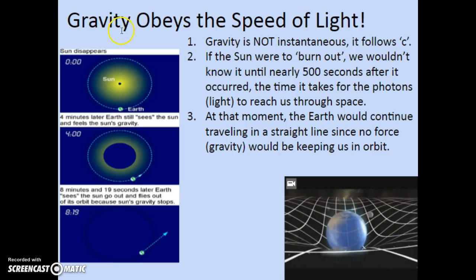So we can apply this concept to gravity. Gravity obeys the speed of light. So we could say that gravity is not instantaneous. It also travels at the speed of light. If the sun were to burn out, we wouldn't know it until about 500 seconds after it occurred. And that's the time it also takes for photons or light to reach us through space. And at that moment, the Earth would continue traveling in a straight line, since no force, no gravity would be keeping us in orbit. So we would travel in the direction we were last heading.